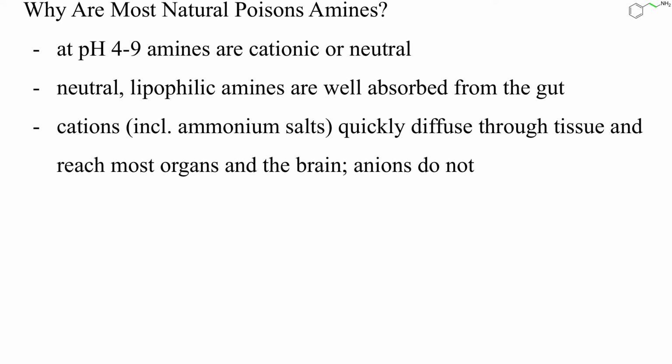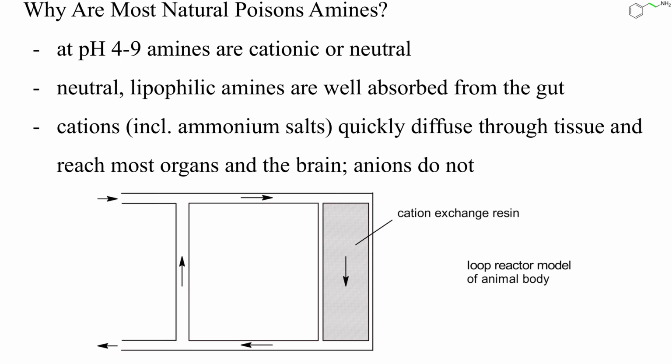Protonated amines quickly diffuse through tissue and reach most organs, including the brain. This removes amines from the bloodstream and slows down their metabolic degradation by the liver. Thus, the body of mammals can be viewed as a loop reactor filled with a cation exchange resin, that is, an insoluble, negatively charged polymer.